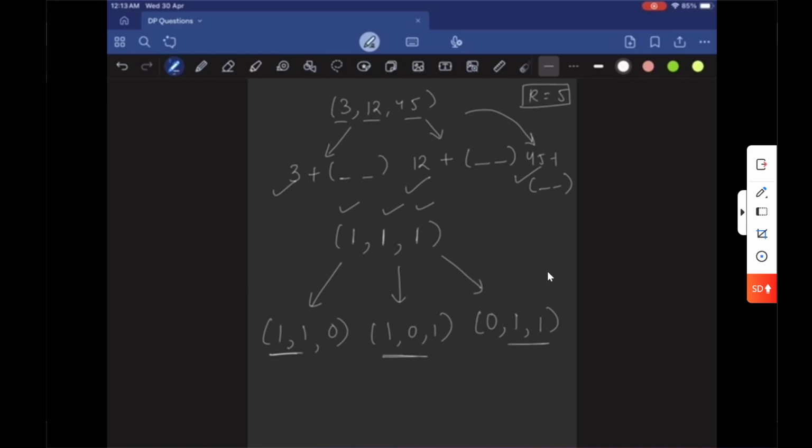And what is a bit mask? It is a way of representing a subset, right?